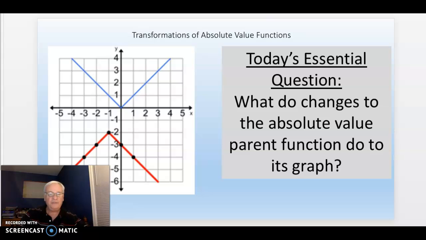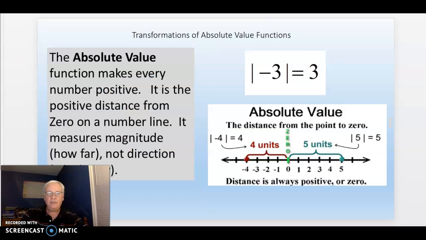The essential question, and again, you're going to need to know this for the notes assignment. What do changes to the absolute value parent function do to its graph? The parent function is this one right here, and we'll talk about that in a minute. But we can change it around. There's a bunch of vocabulary words as normal. That's kind of how we start.